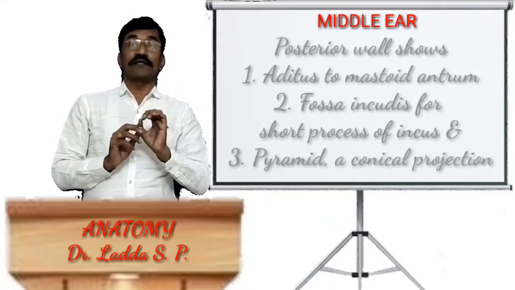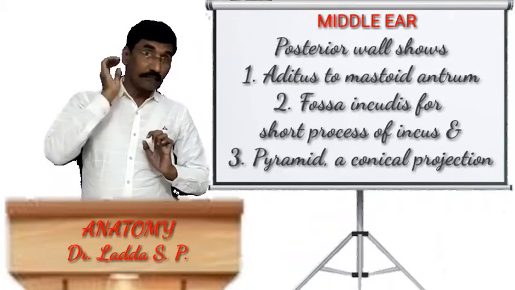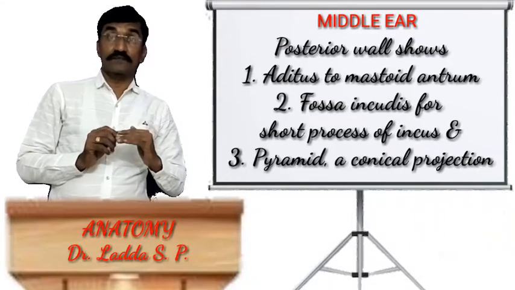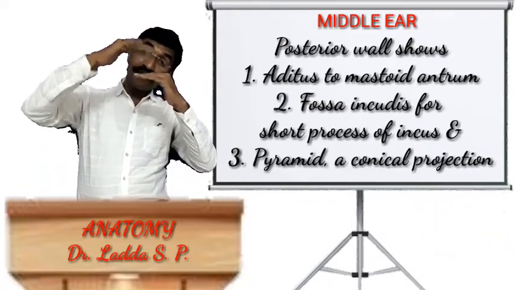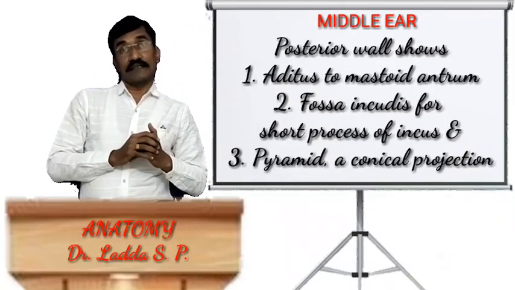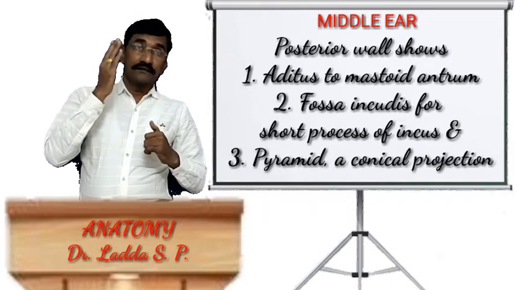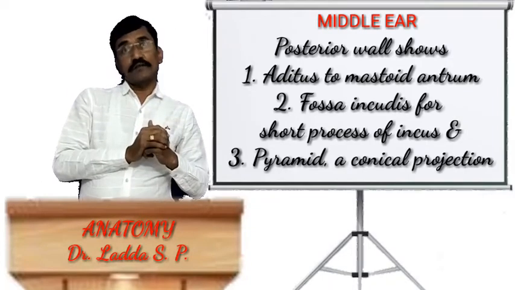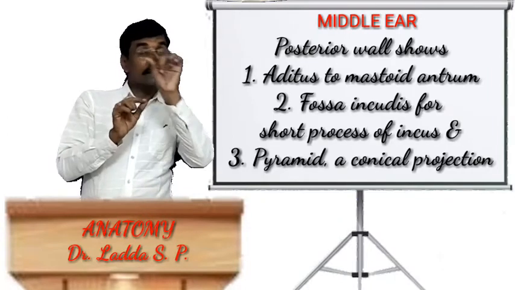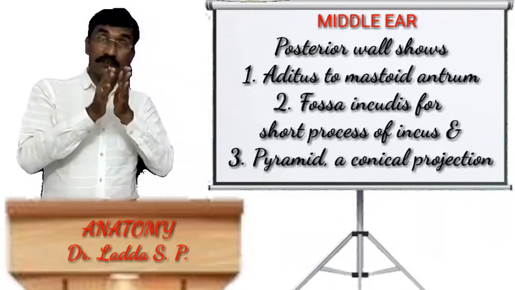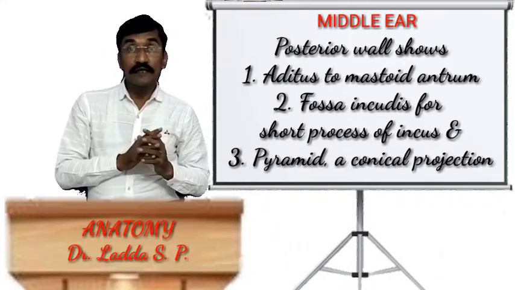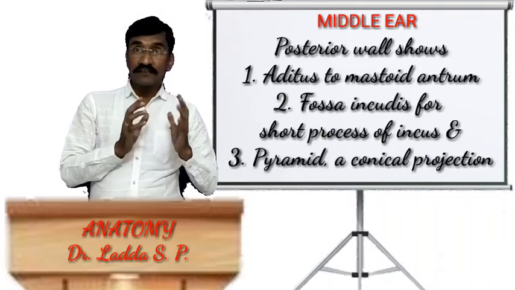The mastoid process contains mastoid air cells, which are at the level of the epitympanic portion of the middle ear, and there is need of communication between the middle ear and the mastoid process. This communication is by means of a channel, a way, and that way is called the aditus to the antrum. What is an auditorium?